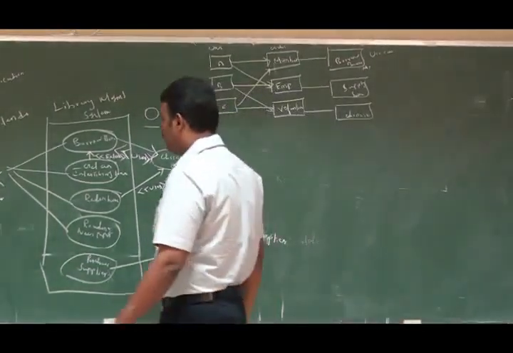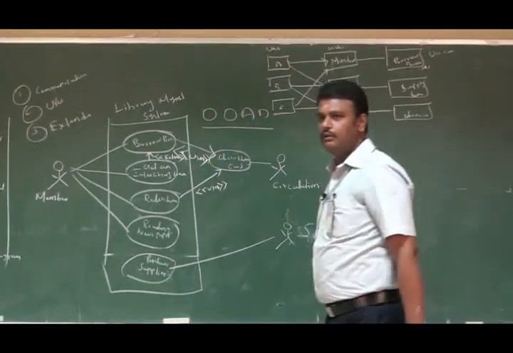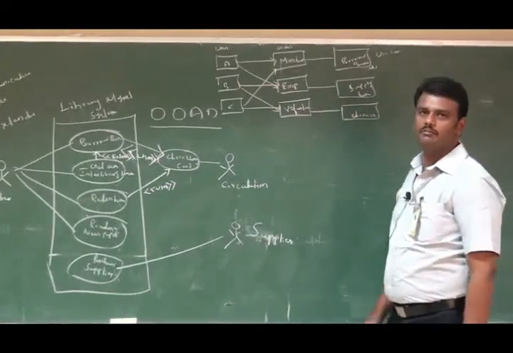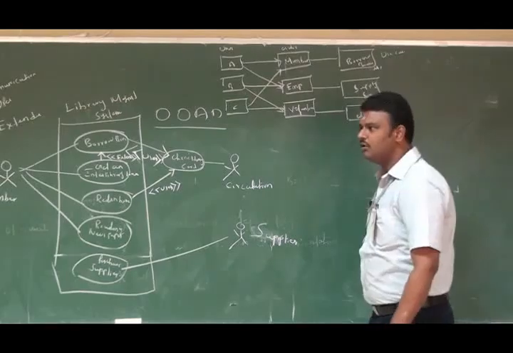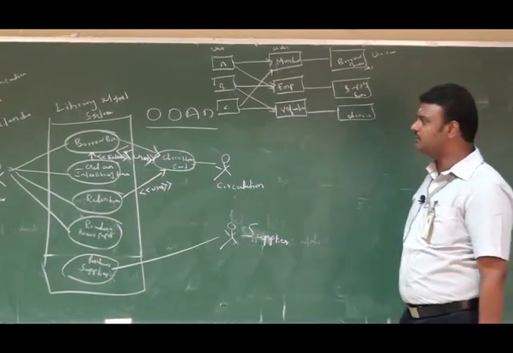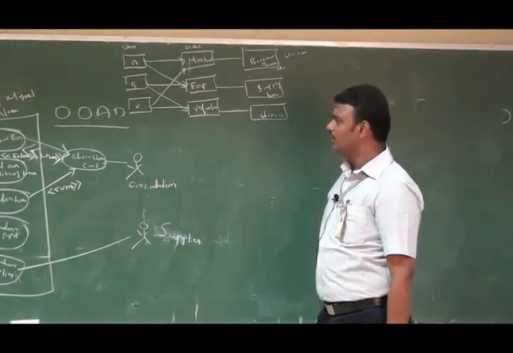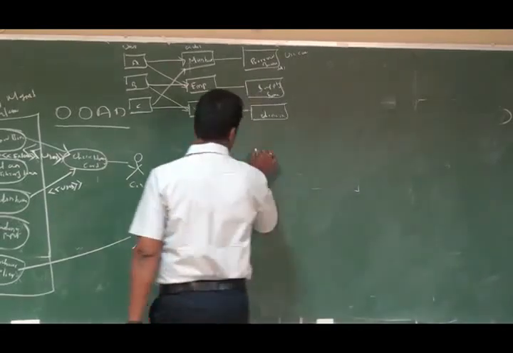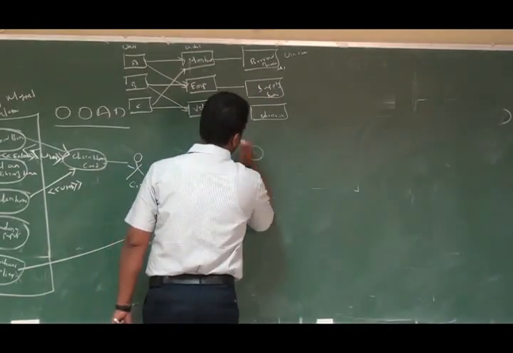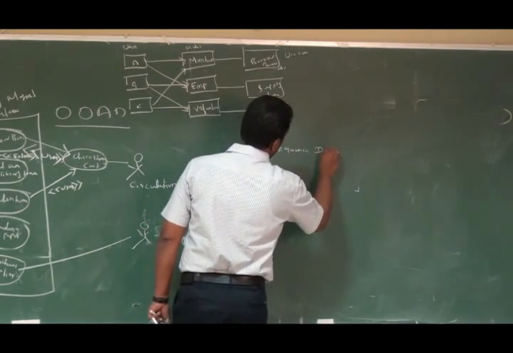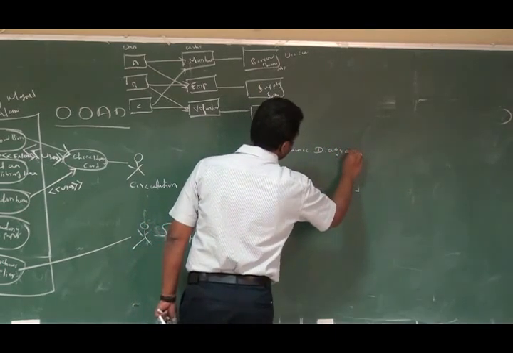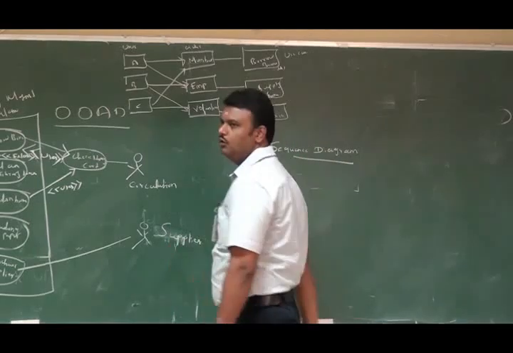The next one is to develop the interaction diagram. There are two types of interaction diagram. The first one is the sequence diagram and the second one is the collaboration diagram. What do you mean by sequence diagram? The sequence diagram is a sequence of activities that an object goes through during its life.